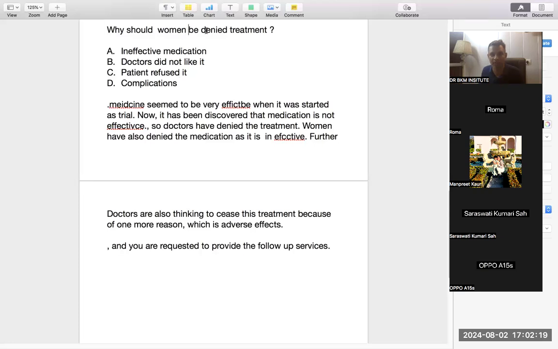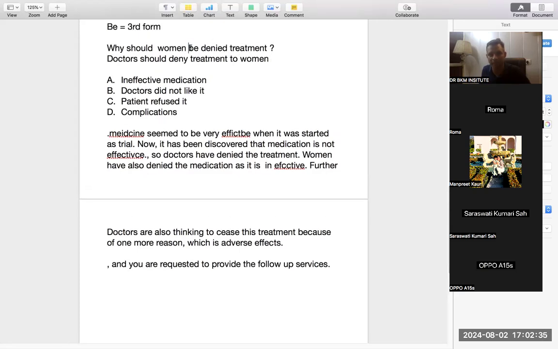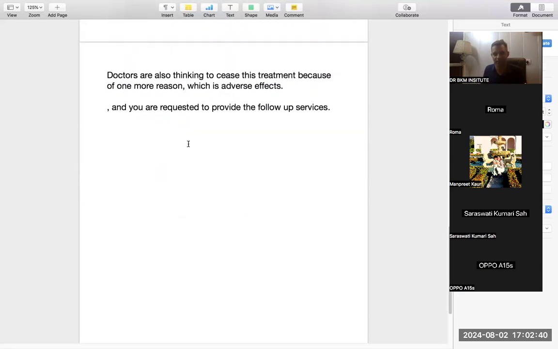And should be plus third form is a passive voice. Active means doctors should deny treatment to women. So passive voice again, what is the rule of passive voice? Be plus third form. Always, passive voice means be plus third form. Last important thing: what is the meaning of be? Be means is, am, are. Be means was, were. Be means be. Be means been. And be means being. All these words plus third form means passive voice.